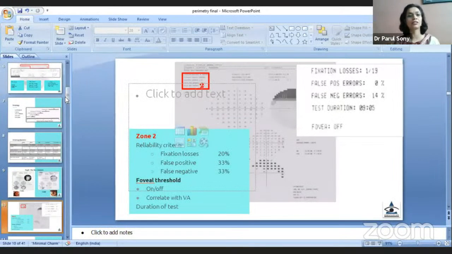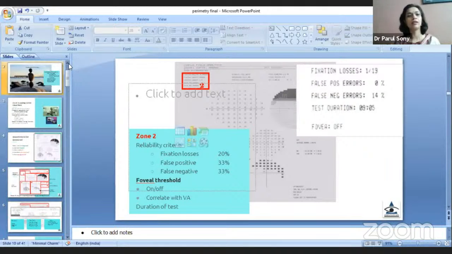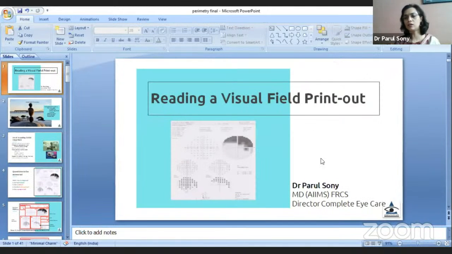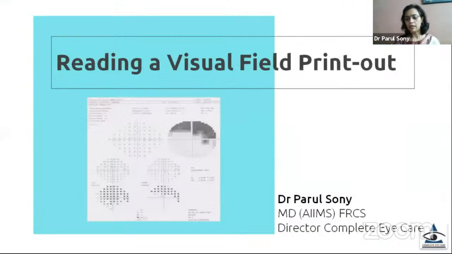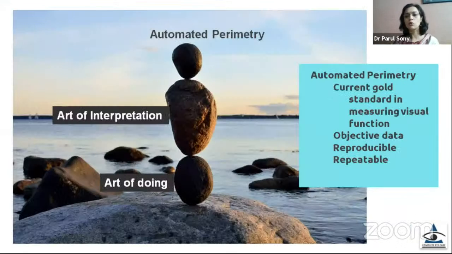After listening about the IOL power calculation and the toric calculation, let's now jump on to glaucoma, and I will be talking about how we read a glaucoma printout. And I think all of you would agree that automated perimetry is currently the gold standard for diagnosing the visual field defect, and it's one of the very important tests in glaucoma diagnosis. And it stands tall not only on the shoulders of an art of good interpretation of the visual field, but also at the same time, what is important is the art of doing the visual field.